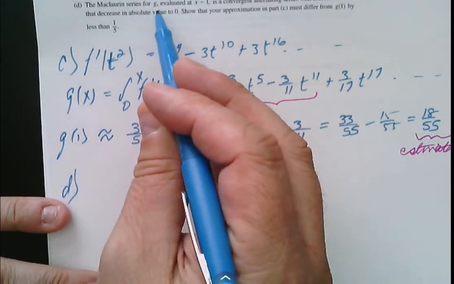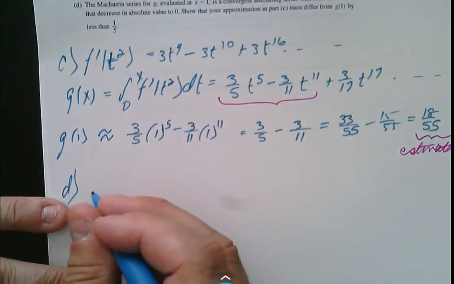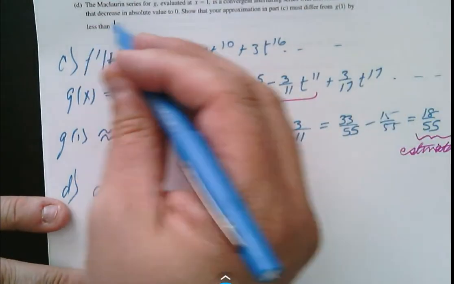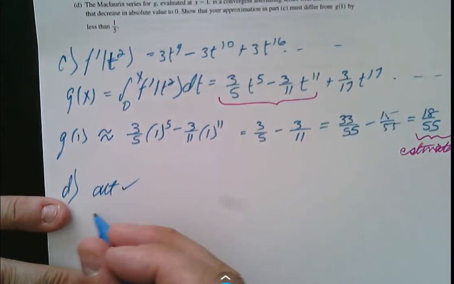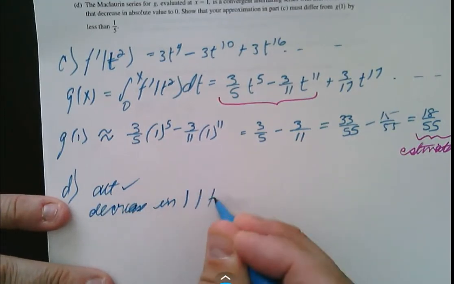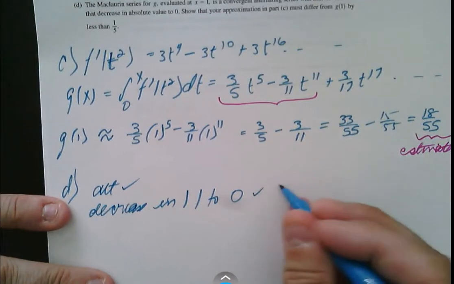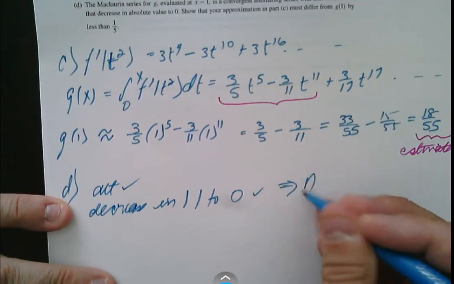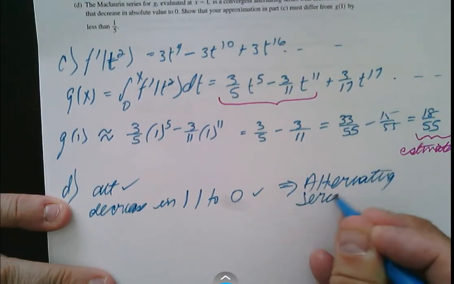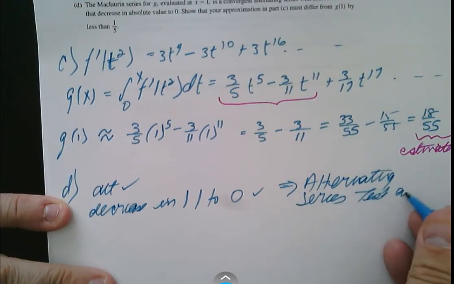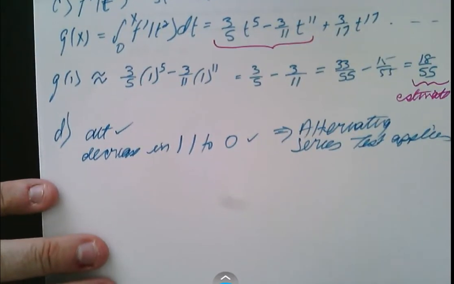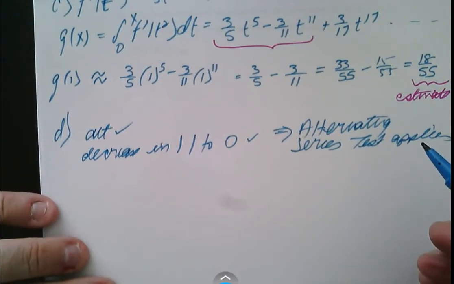They tell us that the Maclaurin series for G is alternating, with individual terms that decrease in absolute value to 0. Those two things together tell me that the alternating series test applies. Well, what does the alternating series test say?